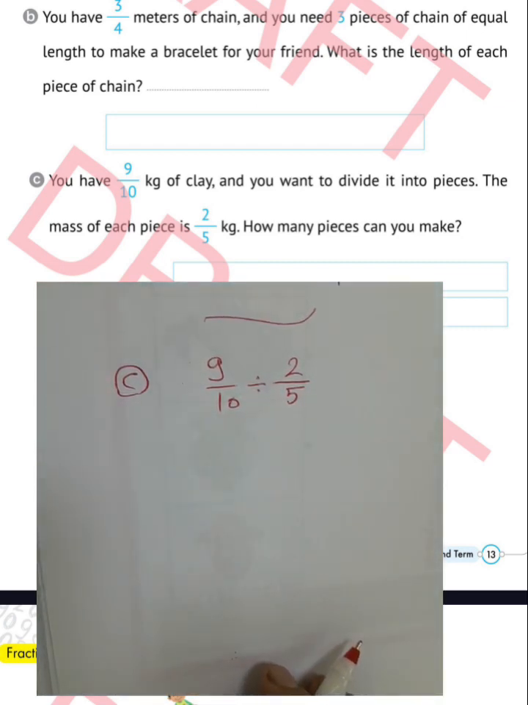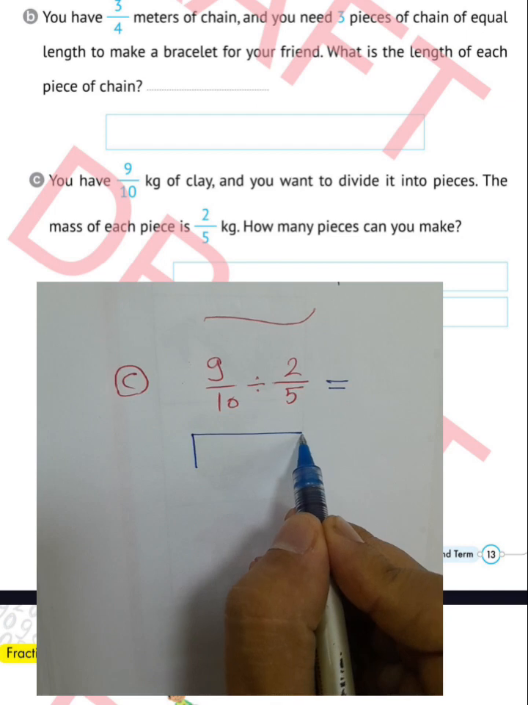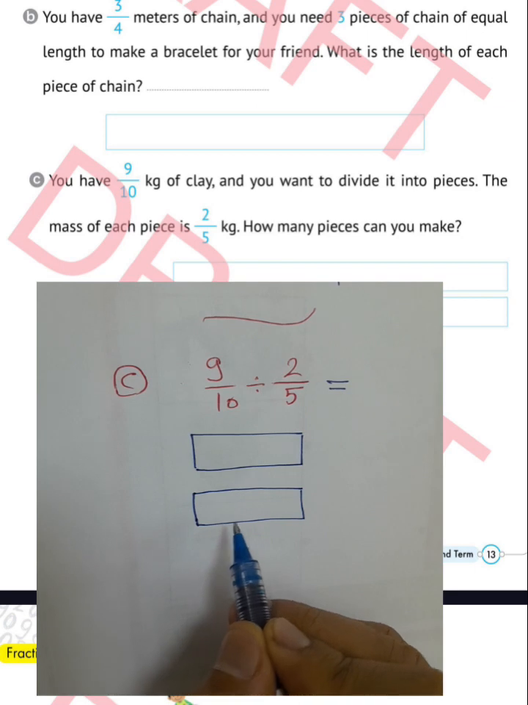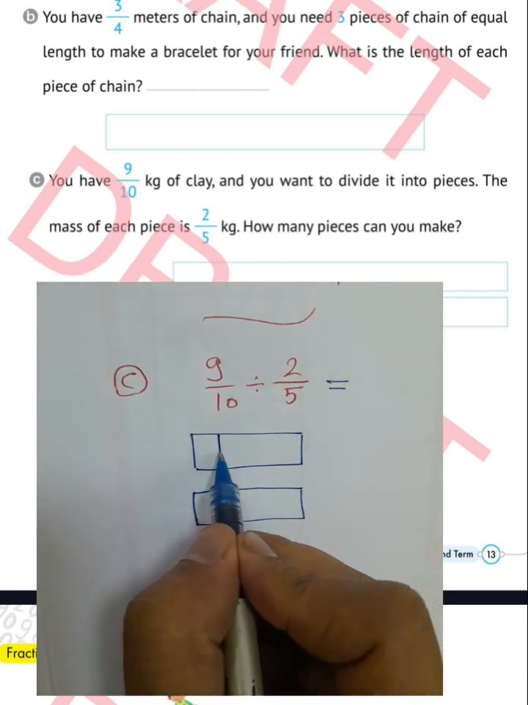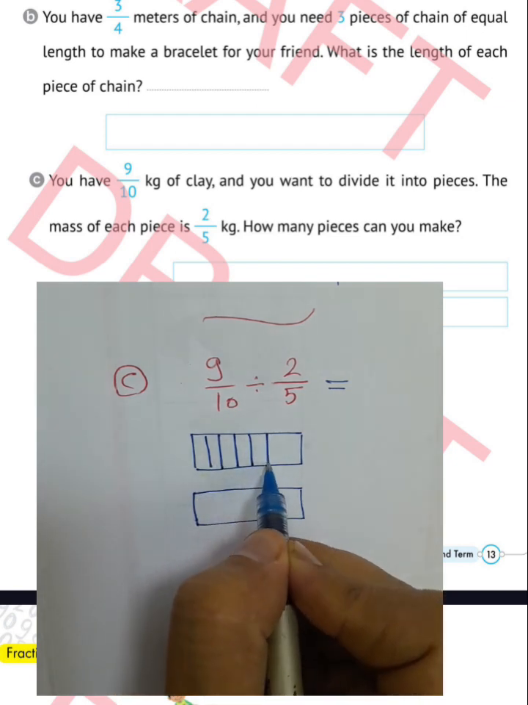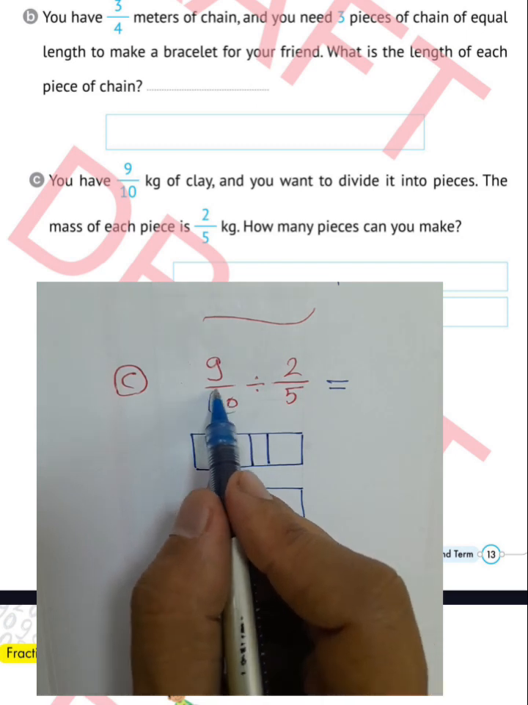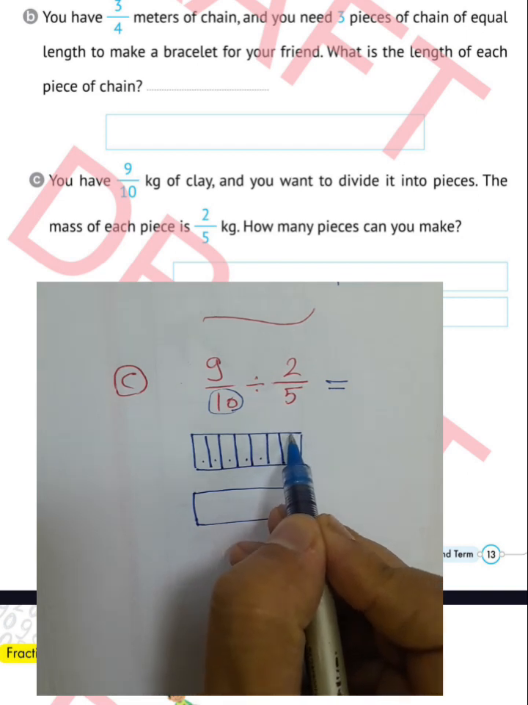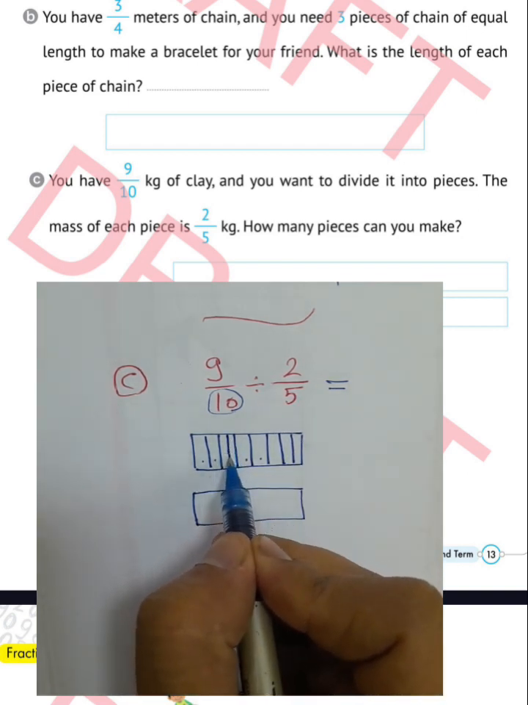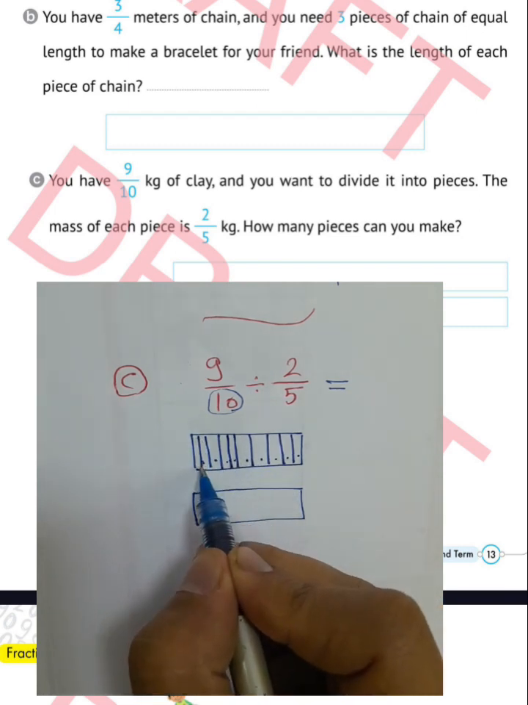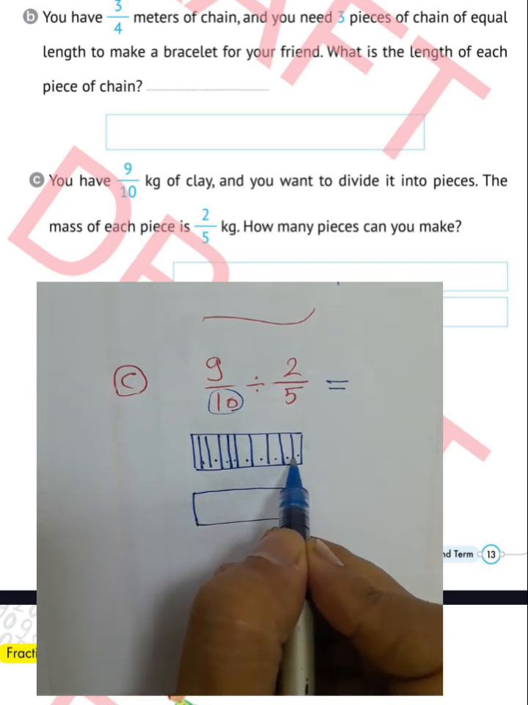We have two fractions, so we will draw two models. First model here is 9 over 10. I will draw 10 parts and color the 9. 1, 2, 3, 4, 5, 6, 7, 8, 9, and 10. And I will color the 9 parts.